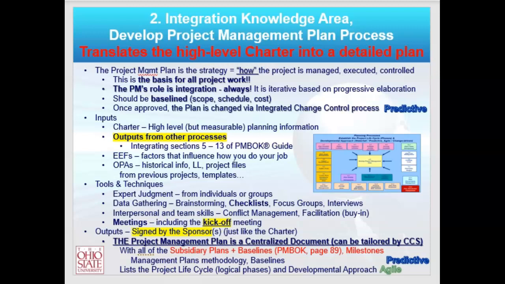But look at the other input. It's called outputs from other processes. And what they're really saying there is the whole project plan isn't done all at one time. Scope will come in, then schedule, then cost, maybe, then quality. Who knows what order? It is your job to integrate them, to make sure you don't have more quality requirements than you have budget to account for, right? Or more risk than you have reserves from a costing perspective, okay? And then, of course, inputs, EEFs, and OPAs.